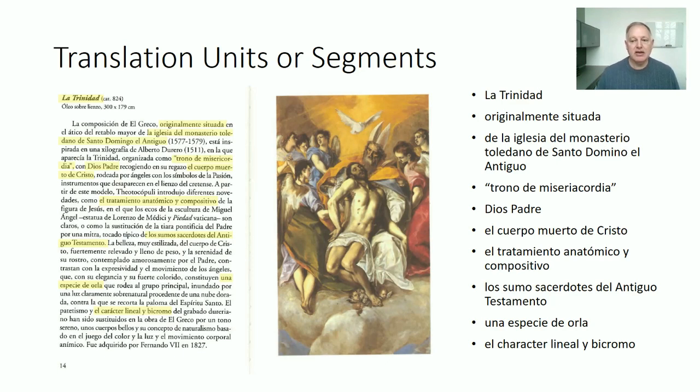So we're kind of going against that thought by Newmark that the longer the translation unit, the freer the translation approach. Because if we look at a unit like Los Sumos Sacerdotes del Antiguo Testamento, that's a long one, but we're still translating it fairly directly. When I say Old Testament high priests, that's still a literal or direct translation. It's not a creative or free translation. I'm not saying something like, the priests of the good book. That would be an extremely free translation. I'm still using a literal translation. I might be mixing up my terms, but you know what I'm trying to say.